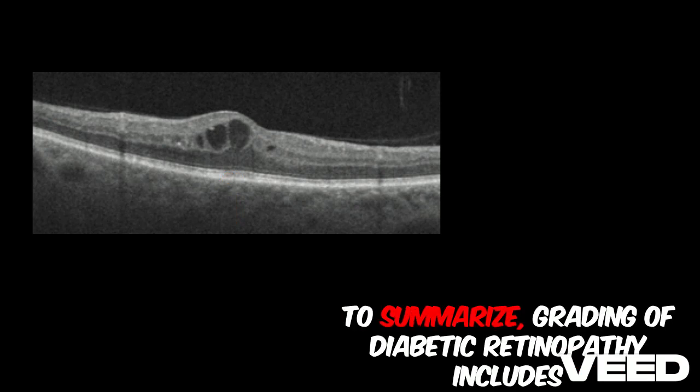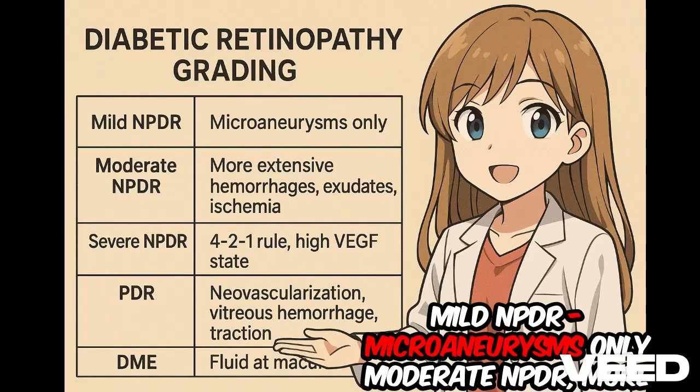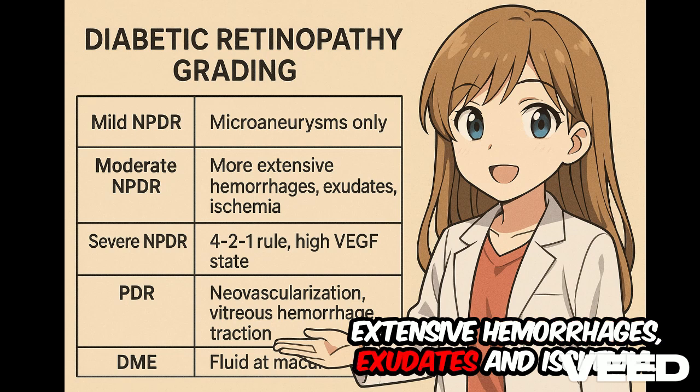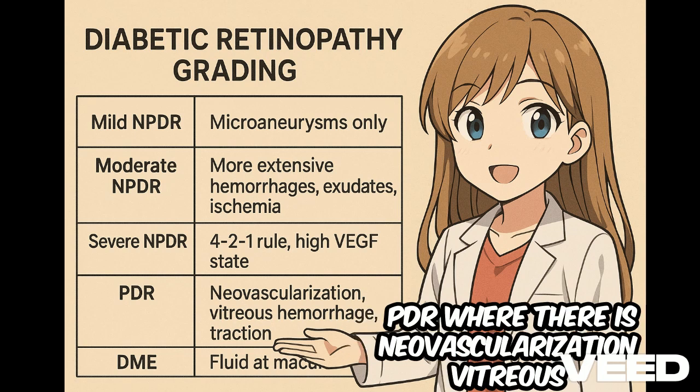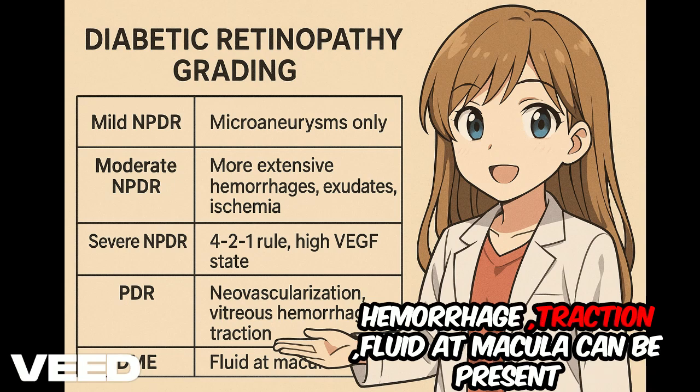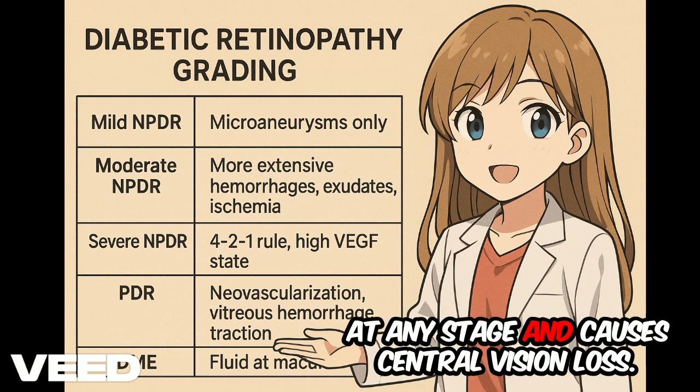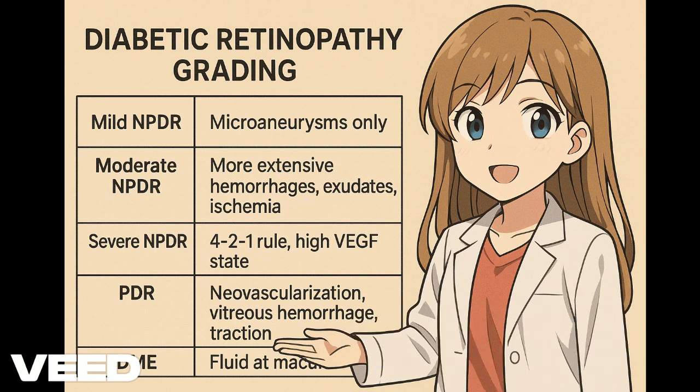To summarize, grading of diabetic retinopathy includes: mild NPDR, microaneurysms only; moderate NPDR, more extensive hemorrhages, exudates, and ischemia; severe NPDR, the 4-2-1 rule, high VEGF state; PDR, neovascularization, vitreous hemorrhage, traction; and DME, fluid at the macula, which can be present at any stage and causes central vision loss.